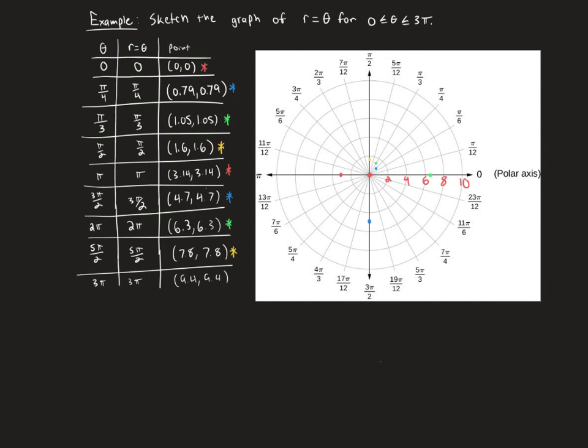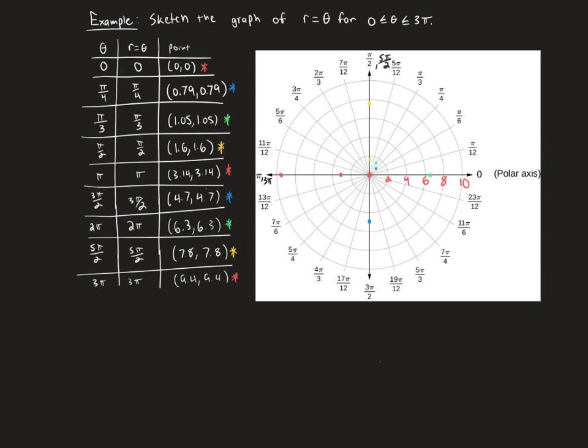At 5 pi over 2, so 5 pi over 2 and pi over 2 are coterminal, so that's 5 pi over 2. And then pi is coterminal with 3 pi. So at 5 pi over 2, again, we're straight up, but we're at 7.8, so that's almost out to the 8 line. And then at 3 pi, we're at 9.4, so we're almost all the way out.